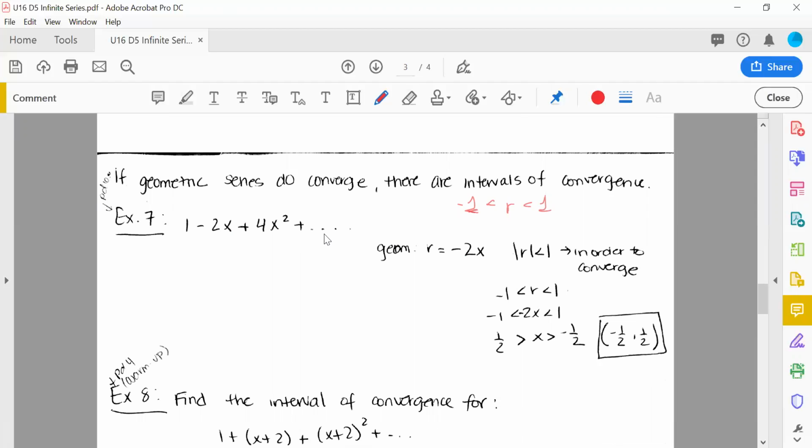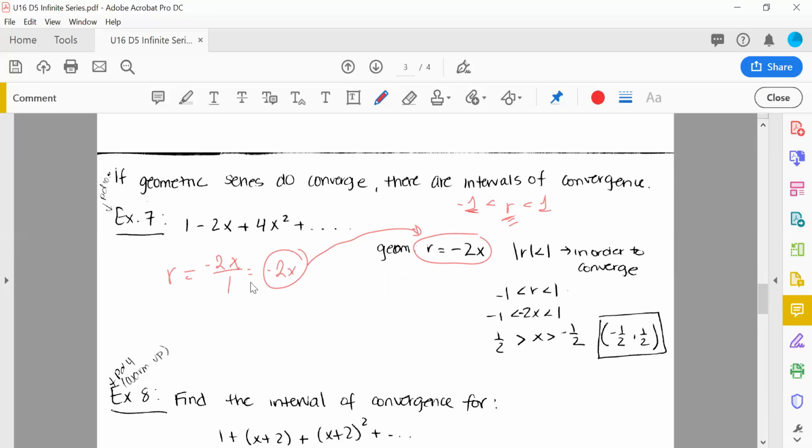All right, so what is R? Take the second term, divide it by the first term, and you get R. So R is negative 2x. So that's where this comes from right here. All right, so I know that R has to be between 1 and negative 1. So just take a look at what Mrs. Middleton did right here. So if R has to be between negative 1 and 1, then negative 2x specifically has to be between negative 1 and 1.